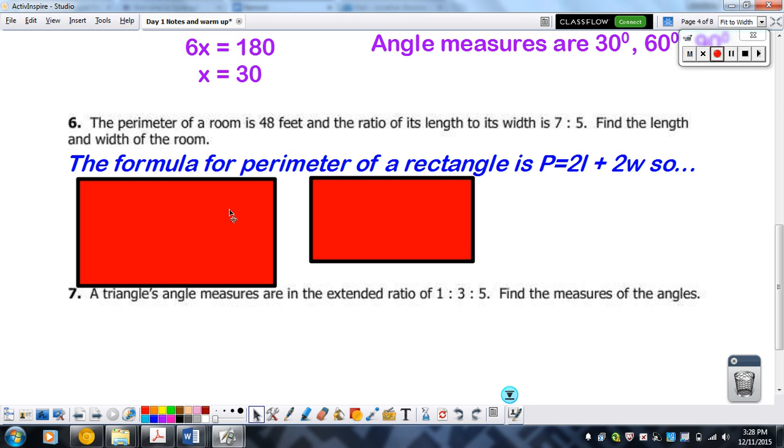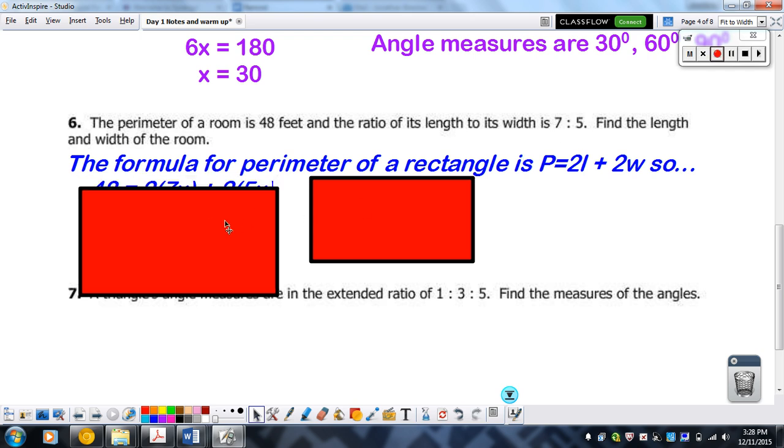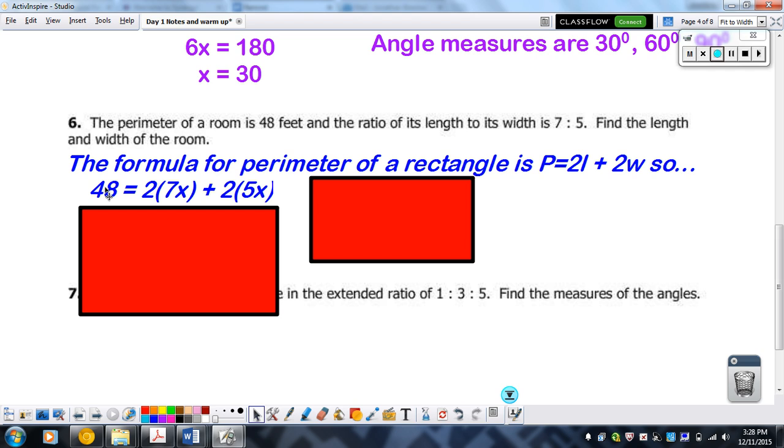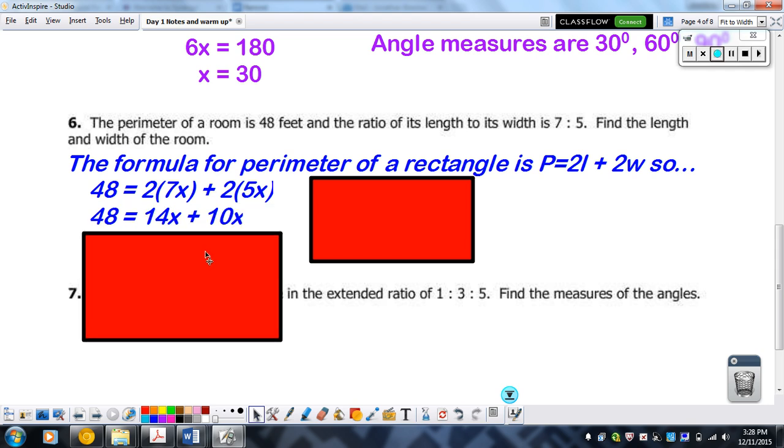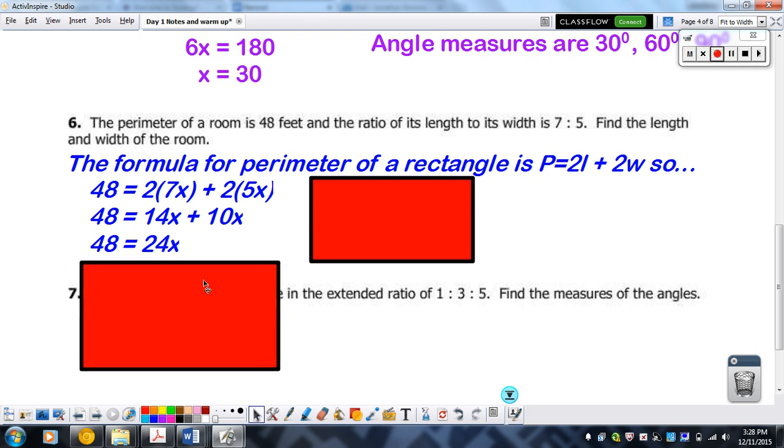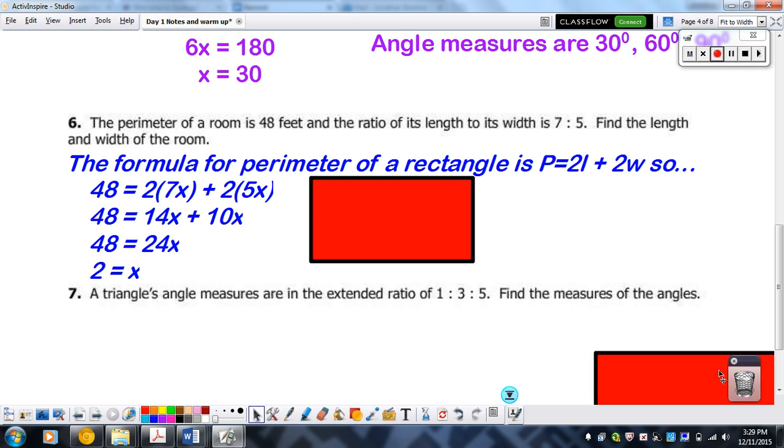So what we're going to do is, we know that, again, this is a reduced ratio. So our length is going to be 7x and our width is going to be 5x. So plugging that in, we know the perimeter is 48, and that's going to be equal to 2 times the length, which we said is 7x, plus 2 times the width, which is 5x, which gives us 48 equals 14x plus 10x. Combining like terms, 48 equals 24x, and if we divide by 24, x equals 2.